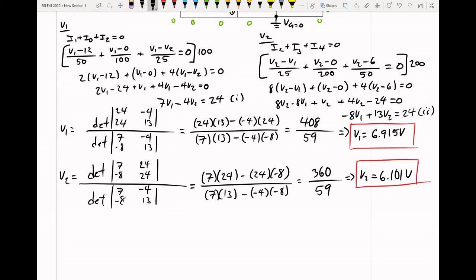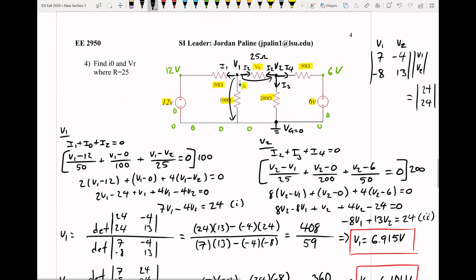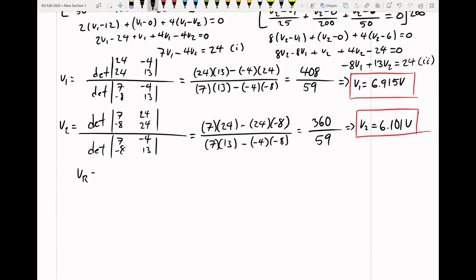Okay. So now if we take the voltage difference, V of R is equal to V of 1 minus V of 2. So therefore, V of R is going to be equal to 6.915 minus 6.101, which is 0.814 volts.